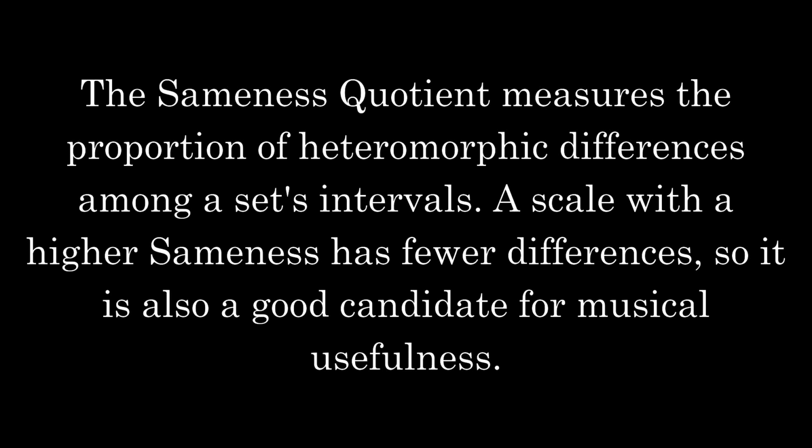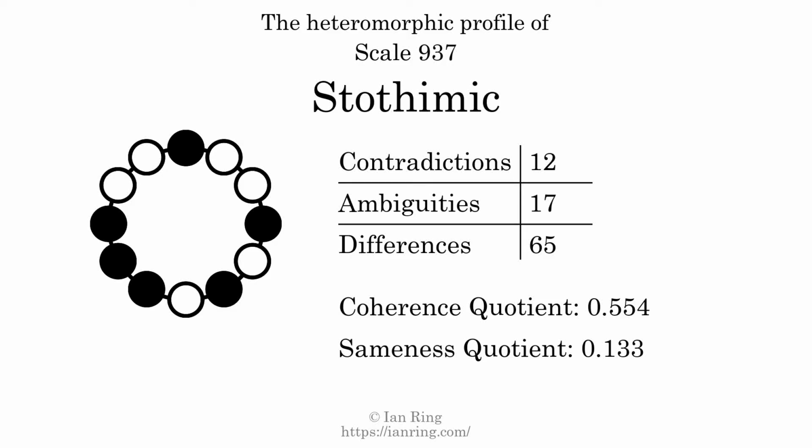The sameness quotient measures the proportion of heteromorphic differences among a set's intervals. A scale with a higher sameness has fewer differences, so it is also a good candidate for musical usefulness. The sameness quotient is 0.133.